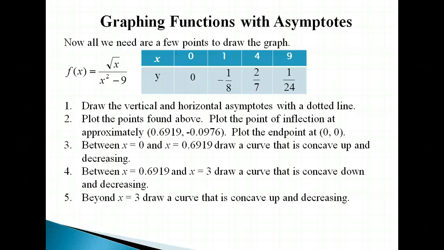Between 0 and 0.69, you're going to draw a curve that's concave up and decreasing. Between the 0.69 and 3, you're going to draw a curve that is concave down and decreasing. Remember, it's continuous at the 0.69, so you have a point there, not an asymptote. Beyond 3, you're going to draw a curve that is concave up and decreasing. So go ahead and try to draw your graph and come back and check it.